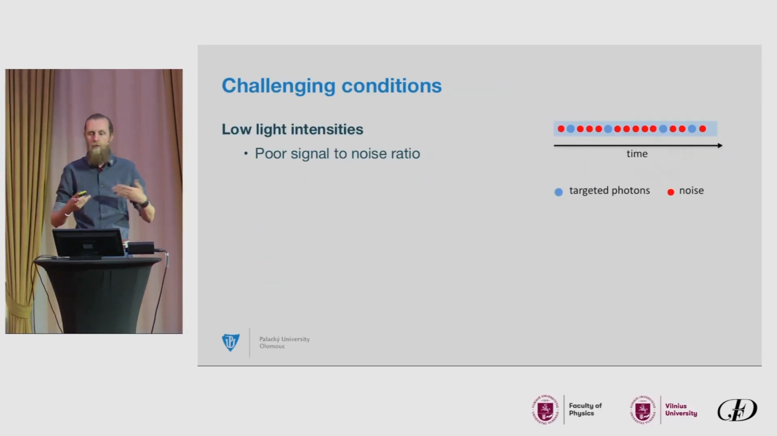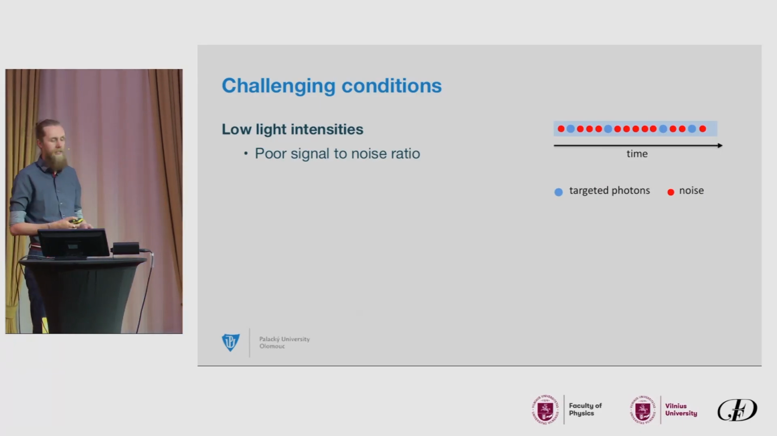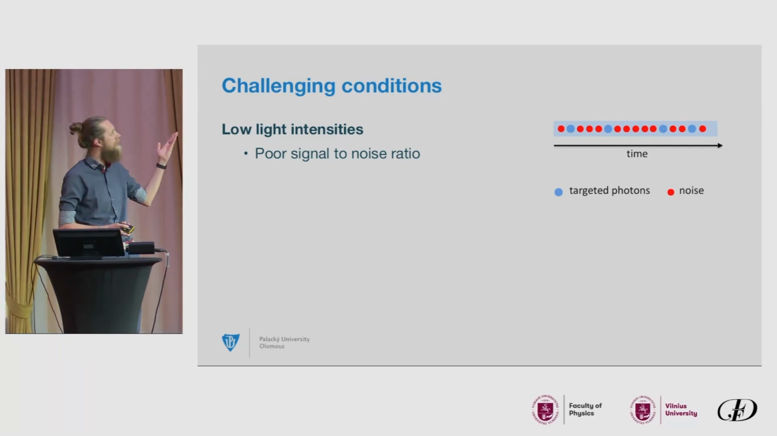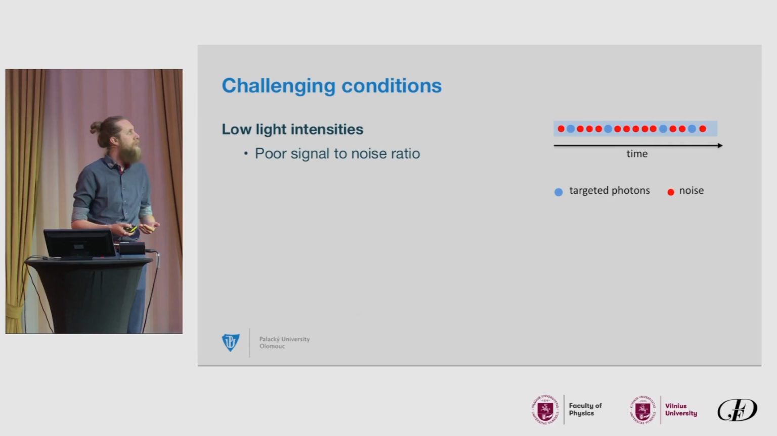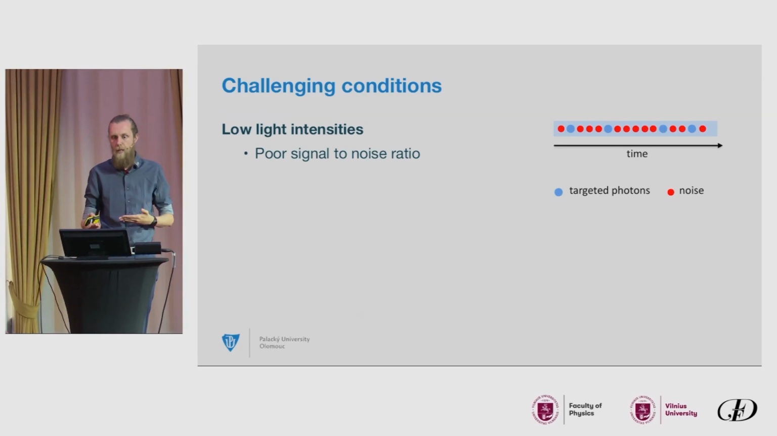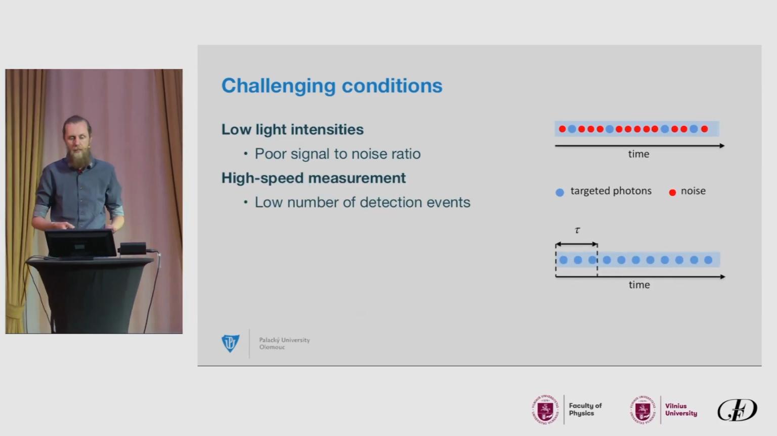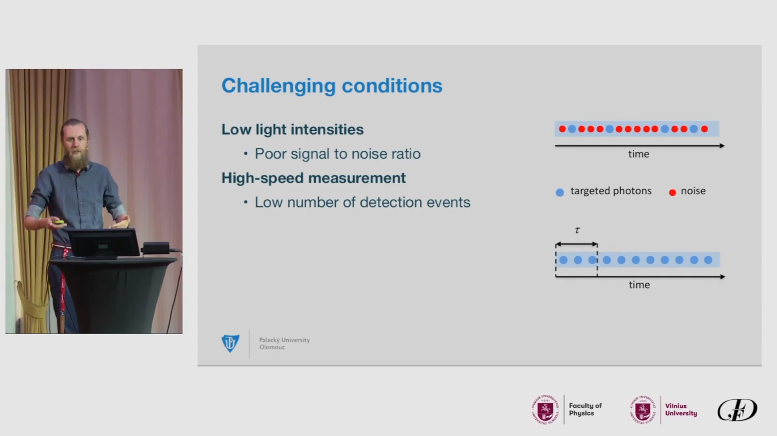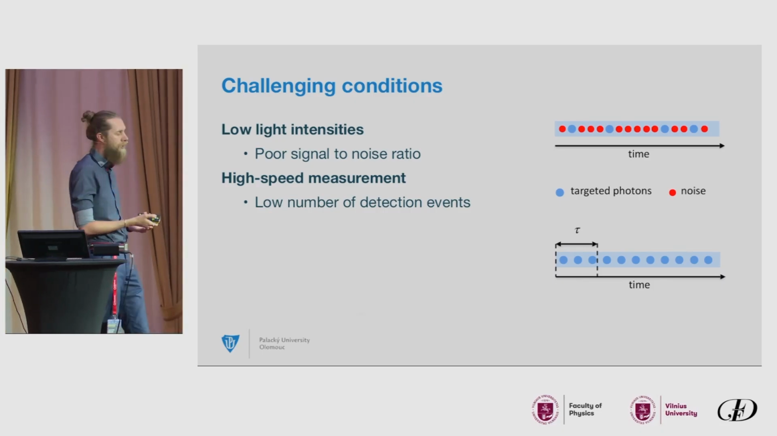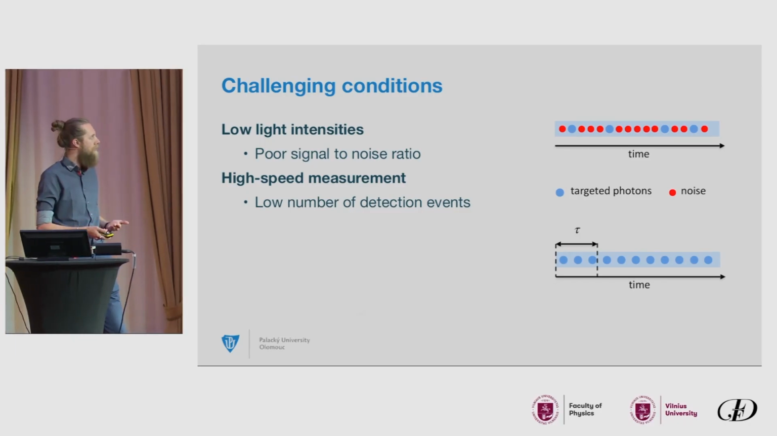But most of these measurements are connected with challenging conditions. What does it mean? For example, usually it's low light intensities, where there are just a few photons which carry the information of the polarization buried in the noise. Or on the other hand, usually we want something like a high speed measurement. It means that in our detection window, there are just a few photons which we can measure.